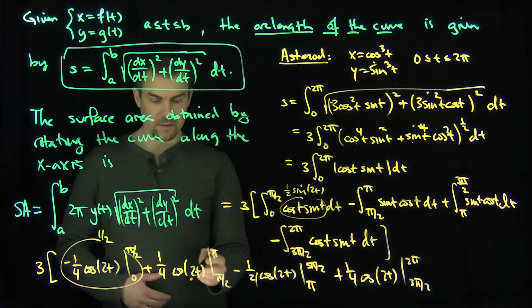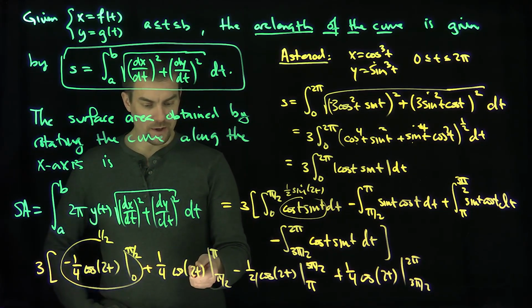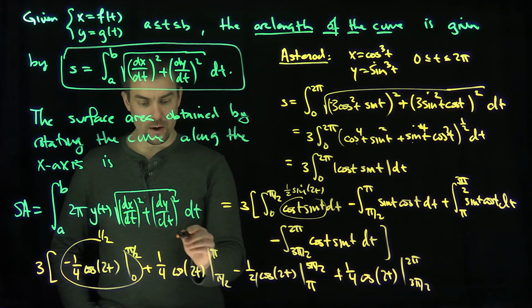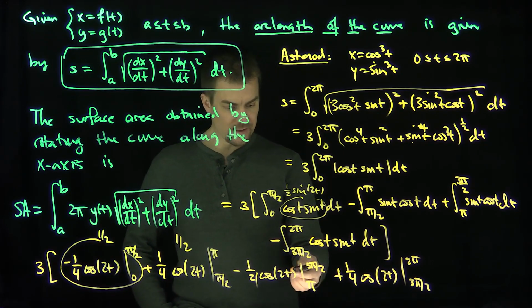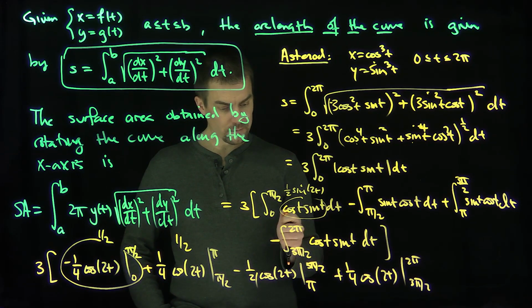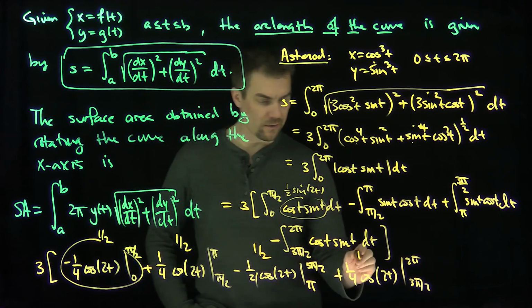Let's see what these terms over here give me. When I plug in pi, I mean the cosine of 2 pi, which is 1. When I plug in pi over 2 with a negative sign, that's the cosine of pi, which is negative 1. So that also gives me a 1/2. That's another 1/2. Over here, the top limit is going to be the cosine of 3 pi, which is negative, so I get a positive 1/4, and then minus, that's also a 1/2, and by symmetry, this last one is also going to be half.